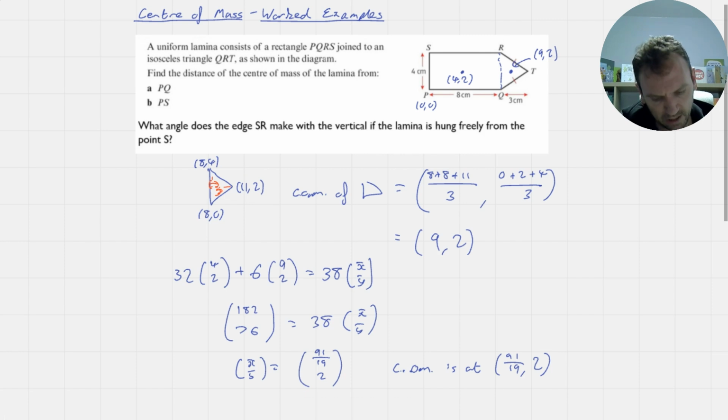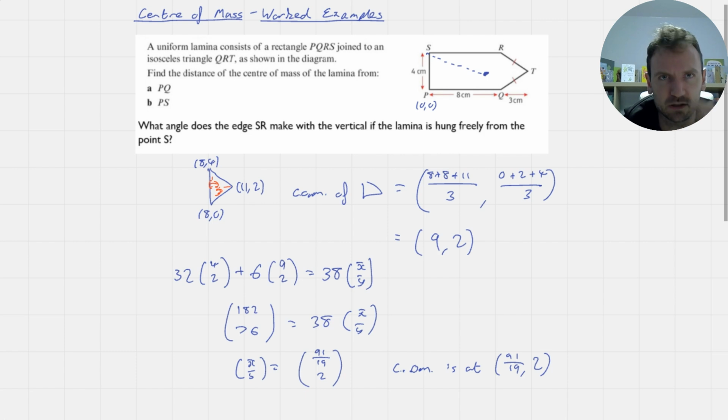Now, we're then asked what angle edge SR makes if we hang the lamina freely from the point S. So what we're talking about is that we've got our centre of mass now, and we know that it's at some point here, 91 over 19, 2. Now, when we hang it freely from S, what's special about the centre of mass is that it will hang directly below S. So it might be good to twist your head and think about it that way or redraw it, but I think you can get away without redrawing here.